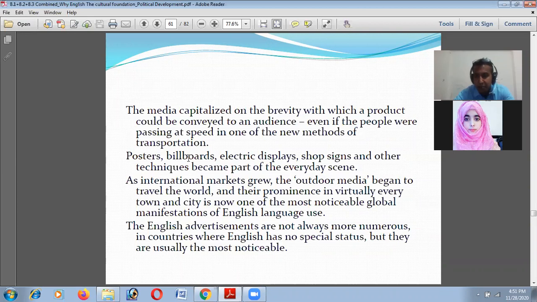Posters, billboards, electronic displays, shop signs, and other techniques become part of the everyday scene. And as international markets grew, the outdoor media began to travel the world, and their prominence in virtually every town and city is now one of the most noticeable global manifestations of English language use. The English advertisements are not always more numerous in the countries where English has no special status, but they are usually the most noticeable. So in case of billboard, placard, electronic display, we see that all advertisements are in English.